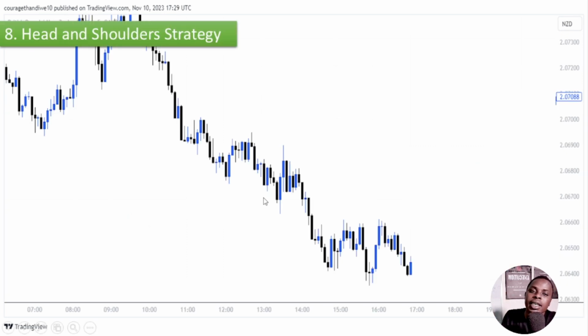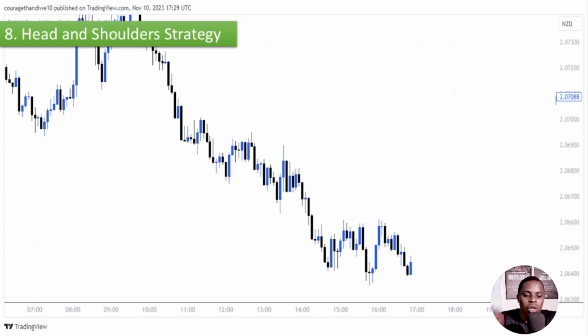Strategy number 8 is the head and shoulders strategy. What is the head and shoulders strategy? The head and shoulders strategy is simply a strategy that shows you when the market is losing momentum and when you can take advantage of that. How do you take advantage of that?